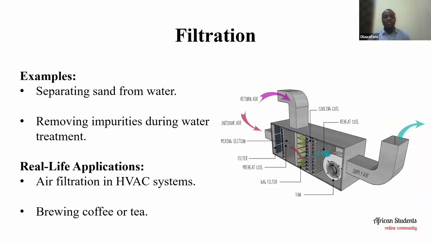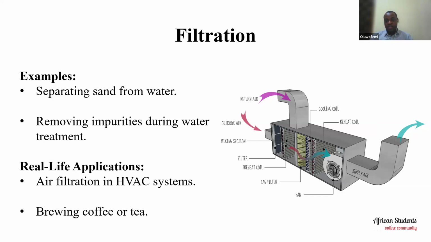Examples of filtration. Separating sand from water, which I've talked about before, is an example of filtration. Removing impurities during water treatment is also an example of filtration. A real life application of filtration is air filtration in an HVAC system. What you can see in that diagram is an example of air filtration in the HVAC system.